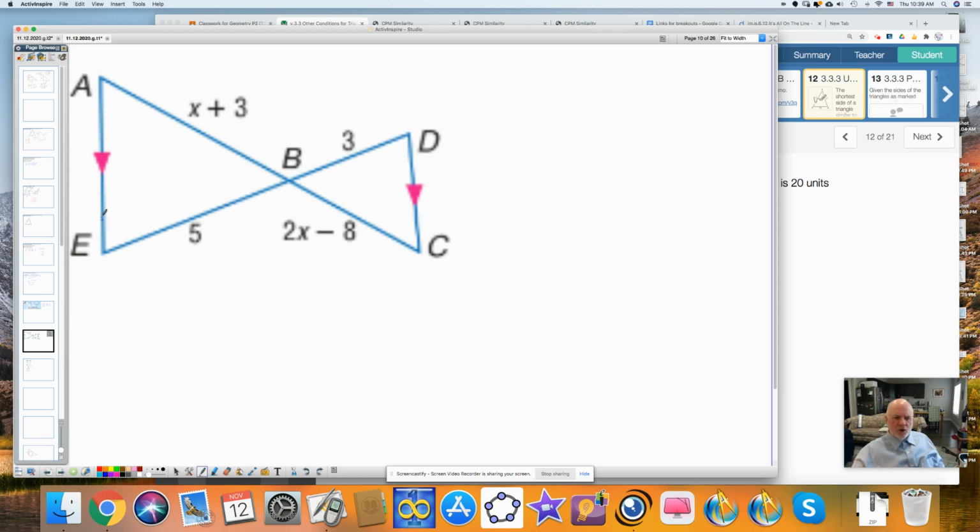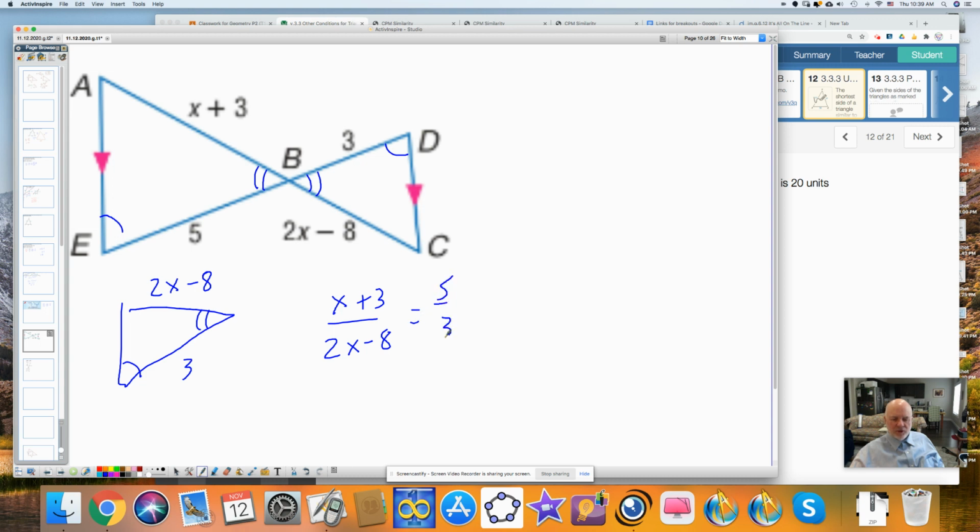Here we have angles that are alternate interior are congruent. Vertical angles are congruent. I could redraw this small triangle by rotating it. I'll make it look like the other one, 2 ticks and 1 tick. Between the 2 ticks is 3. The one that's closest to the 2 ticks is 2x minus 8. So now I can write my proportion. X plus 3 is to 2x minus 8 as 5 is to 3.